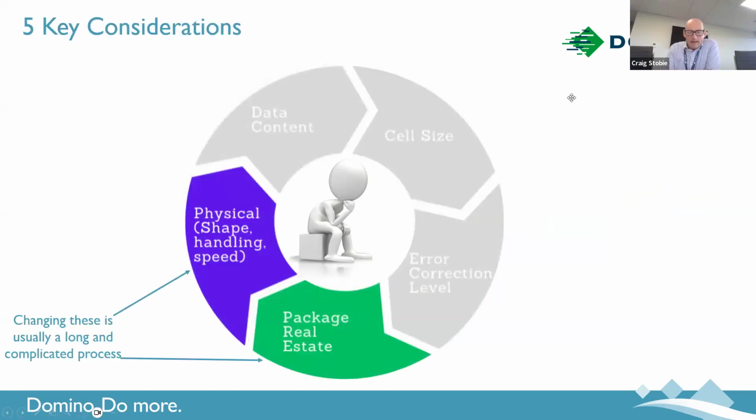Now, the next 2, packaging real estate and physical aspects like shape and materials, are very hard to influence. Again, that approval process can take months, if not years. So changing these is a long and complicated process. It's not just as simple as saying, do you know what, we're going to make the bottle bigger, or we're going to make the closure bigger, or we're going to make the carton bigger or smaller. We're going to change the artwork very, very quickly. If you've got hundreds or thousands of SKUs, it's not a straightforward process, and again, can take a long time. So careful thought needs to be given to any changes and what that might take.